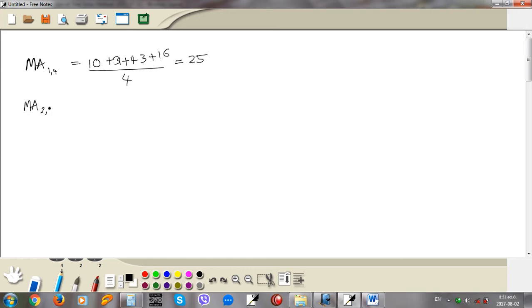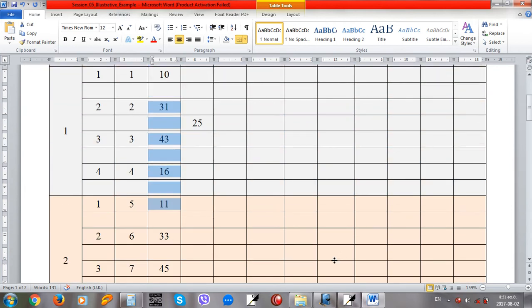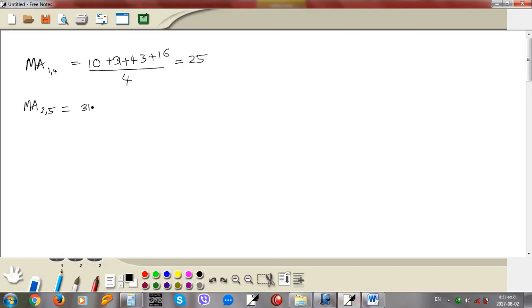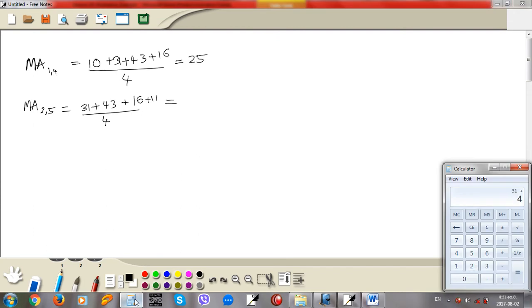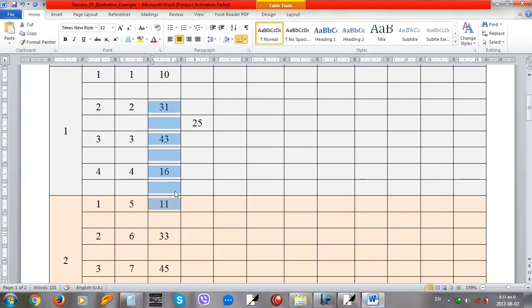Then what are the values? 31 plus 43 plus 16 plus 11 divided by 4. Then it comes to 25.25, right? So we can add 25.25 here.